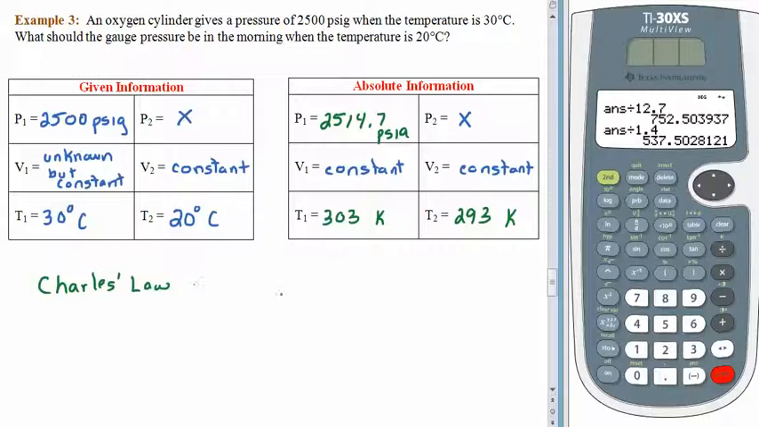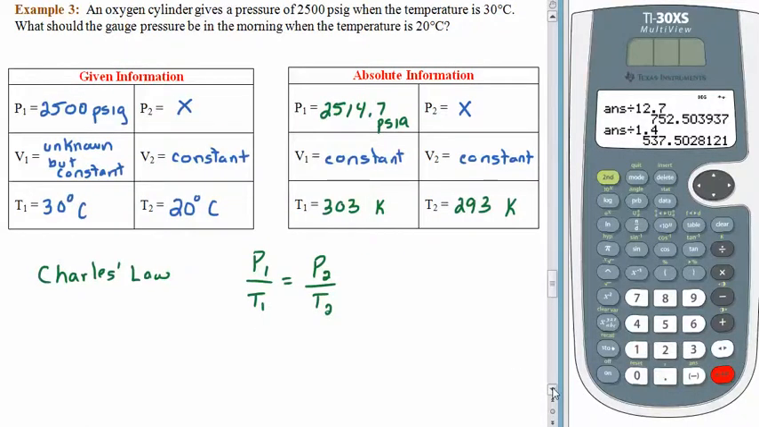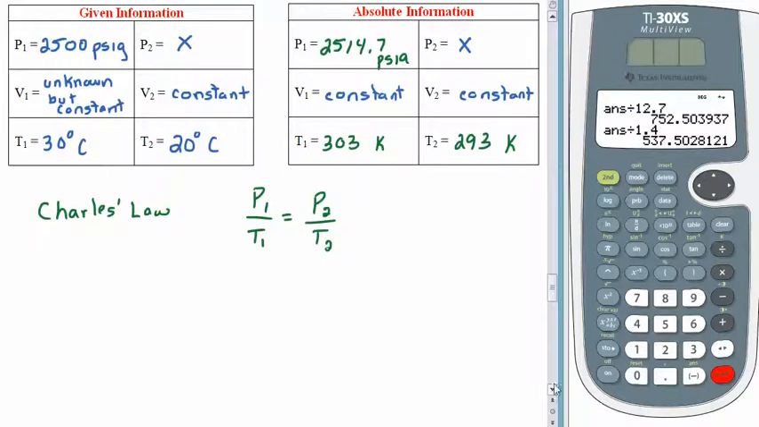But really what is important here is that we know that the volume is not a factor, and we have P1 over T1 is supposed to equal P2 over T2. And then we just start calculating. Be real careful about where we put everything and that we're still using those absolute measurements. But here we go. 2,514.7 over 303 is equal to, there's our unknown, over 293.